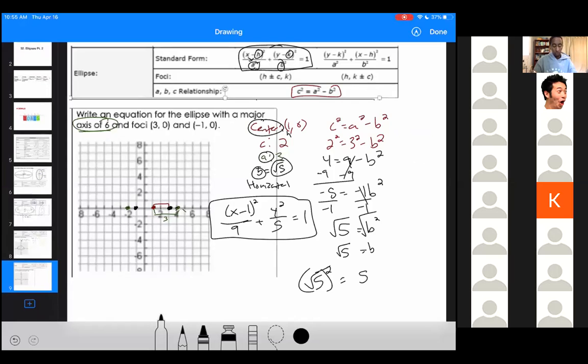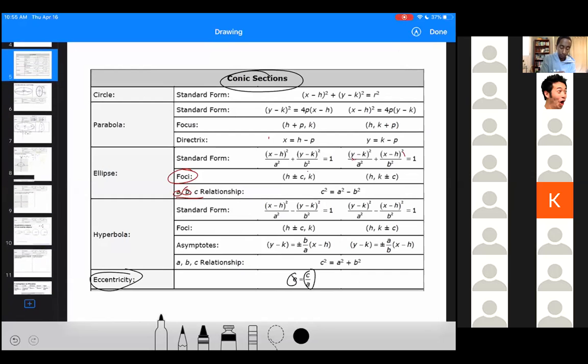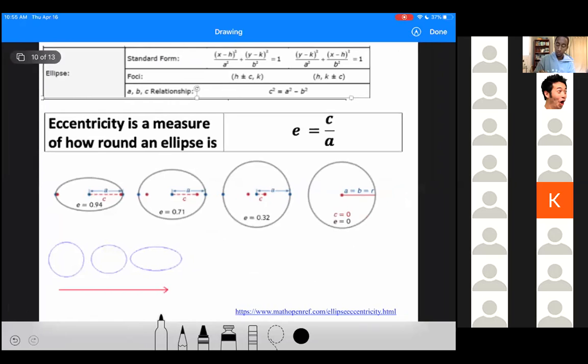On the very bottom of the section for conic section, there's a piece that says eccentricity, and it says e equals c over a. That's showing you the relationship between c and a and how that relates to something called eccentricity, which we're about to talk about right now. So the formula for eccentricity is c over a.